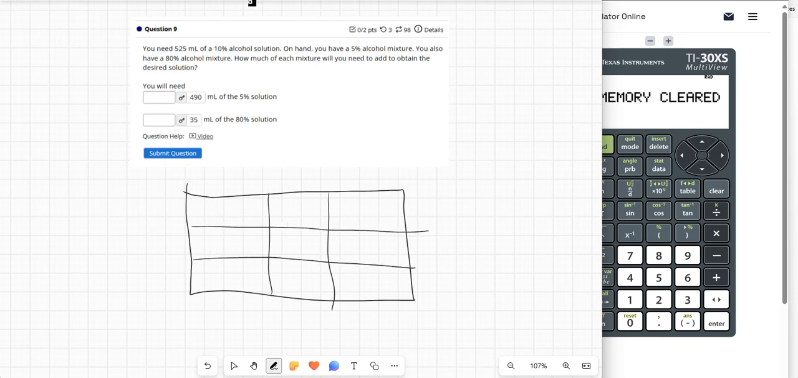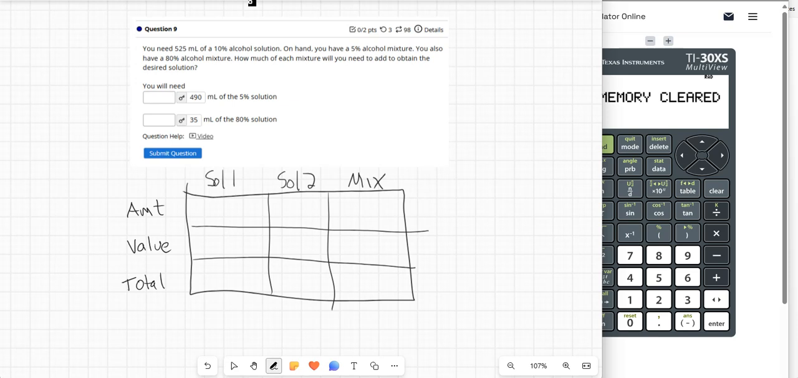Along the top will go the things that you're mixing together. Maybe we can call them solution 1, solution 2, and then there's also the mixture. The first row will be the amount that you're putting in. The second row will be the value of that amount. And the third row will be the total. Once I explain it, it'll all be clear.